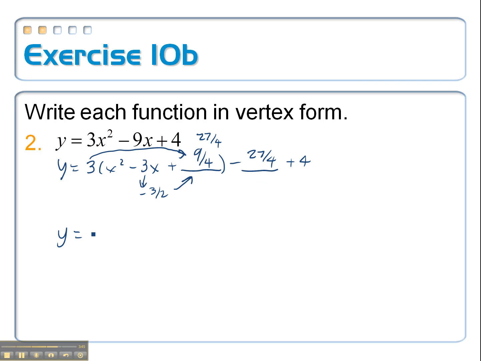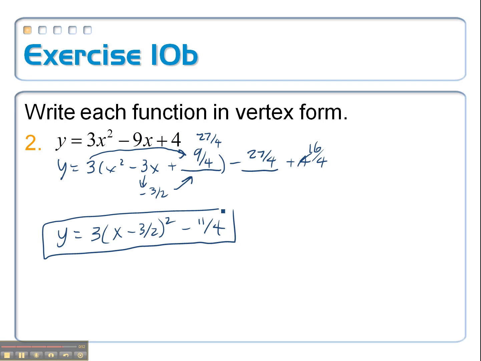Rewriting my equation, y equals 3 times (x minus 3 halves) squared. Now whenever I combine my constants here, I need a common denominator, and that's going to be 4. So rewrite this with 4 on the bottom. 4 times 4 is 16. So when I combine those, I get minus 11/4. So here's my equation in vertex form, and my vertex would be 3 halves, comma, negative 11/4. All done.